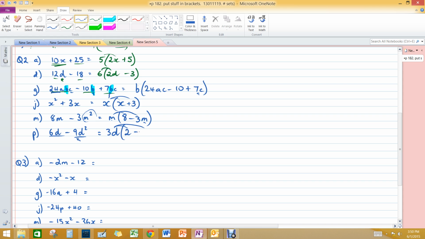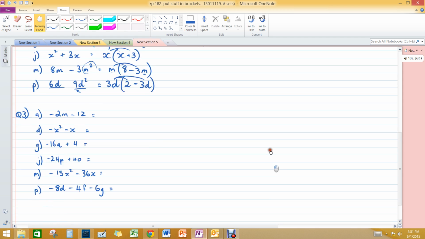Well, negative 3D will give me 9D squared. So 3 times 3 gives me my 9. And then my D squared comes from my D and my D. And it's just a negative because we've got a negative over here. So we need to make that a negative there.